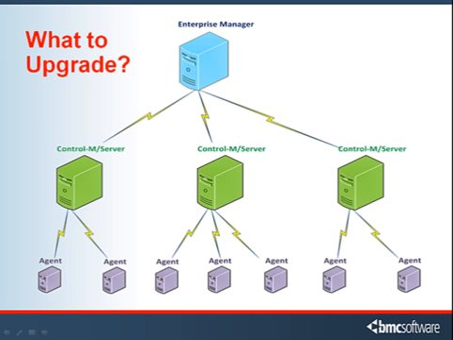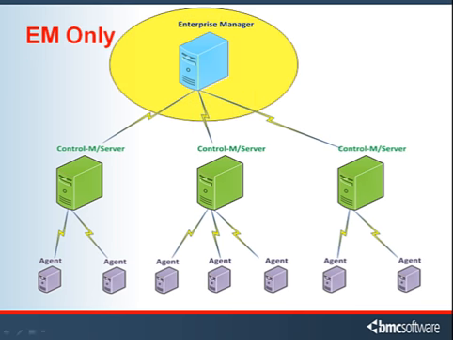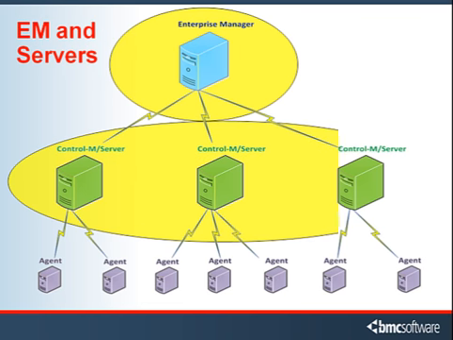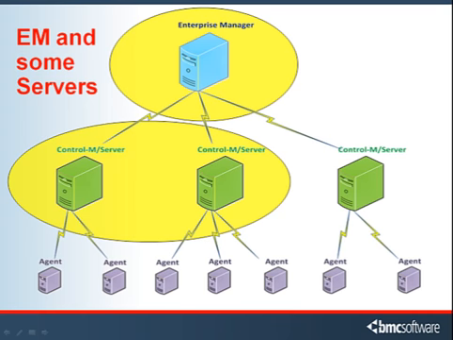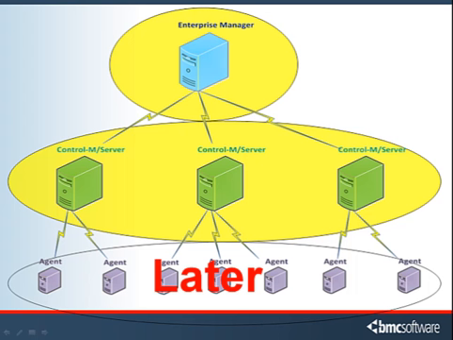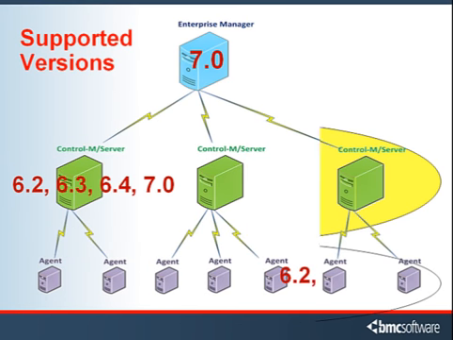What you select to upgrade depends on the size and needs of your environment. The only requirement is that the EM is at a version equal to or higher than the Control-M server. You can choose to migrate your EM only, your EM and your Control-M servers, or your EM and just some of your Control-M servers, migrating the other Control-M servers at a later time. The agents can also be upgraded at a later time. This allows you to not have to change any of your CMs during the EM and server upgrade.